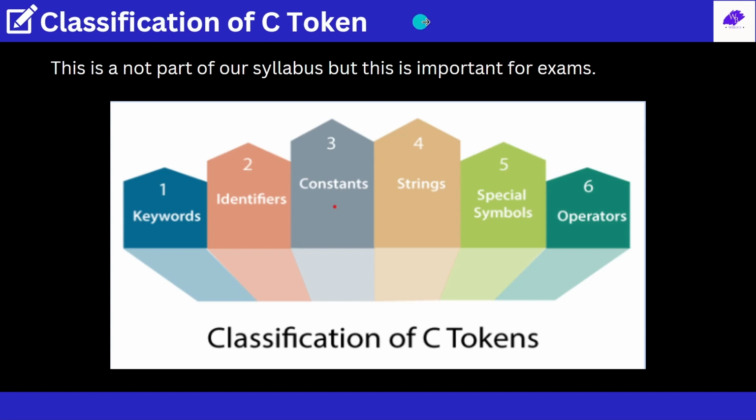So, classification of tokens. This is not as per the GTU syllabus, but it is important for examination as it is a topic which is frequently asked in the GTU examination. In C, tokens are classified into six types, that is keywords, identifiers, constants, strings, special symbols, and operators. In this video, we are going to learn the first five. The operator topic is a long topic, so we will cover it in the next video. So let's jump into the keywords.